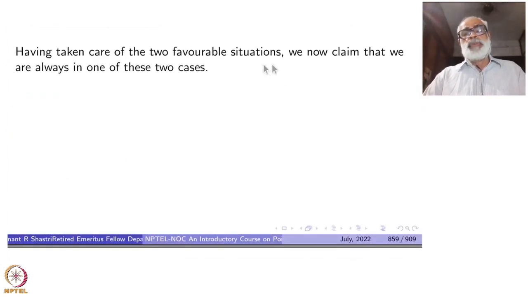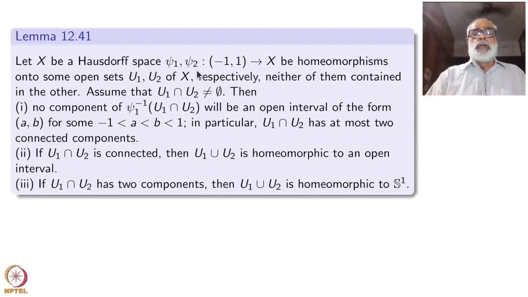Having taken care of these two favorable situations, we now claim that we are always in one of these two cases. What is the meaning of that? Let me elaborate. Start with a Hausdorff space X, psi 1 and psi 2 from minus 1 to plus 1, this doesn't matter, you could have taken any open interval, to X being homeomorphisms onto some open subsets U1 and U2 of X respectively, neither of them contained in the other. Assume that the intersection is non-empty. Then these are the only things that can happen.